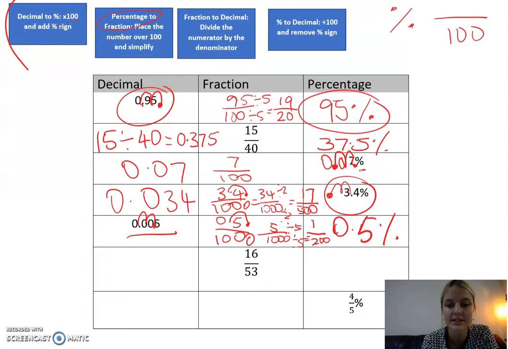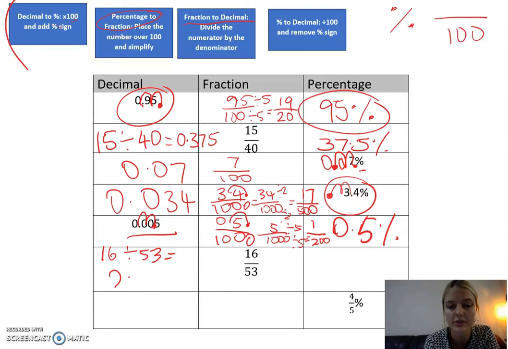Next one, 16 over 53. Okay, fraction to decimal, divide the numerator by the denominator. 16 divided by 53 equals 0.30188, but I'm rounding to 2 decimal places. That would make it 0.30. We don't need to write the second 0 there. So 0.3.